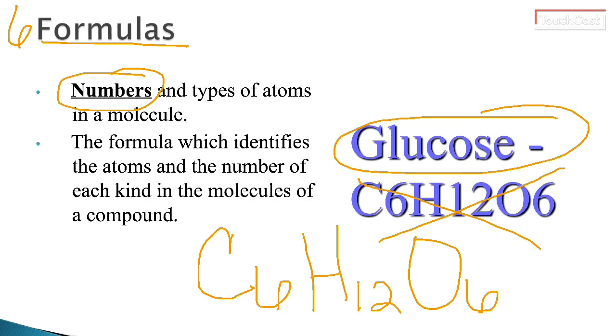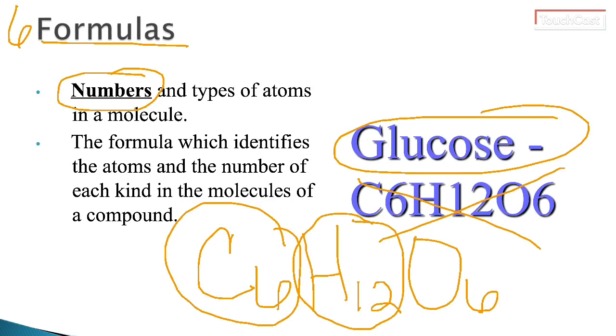Okay, and I started using the words that you will see in our word question, main idea number 7. These are subscripts. It tells me how many I have. So I have 6 carbons. I have 12 hydrogens. I have 6 oxygens.